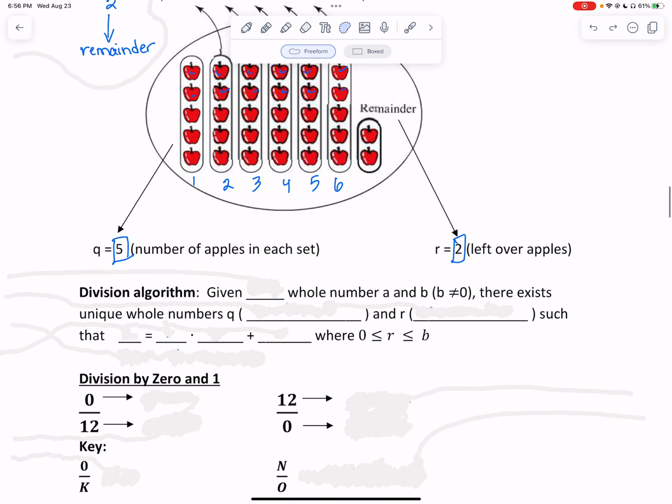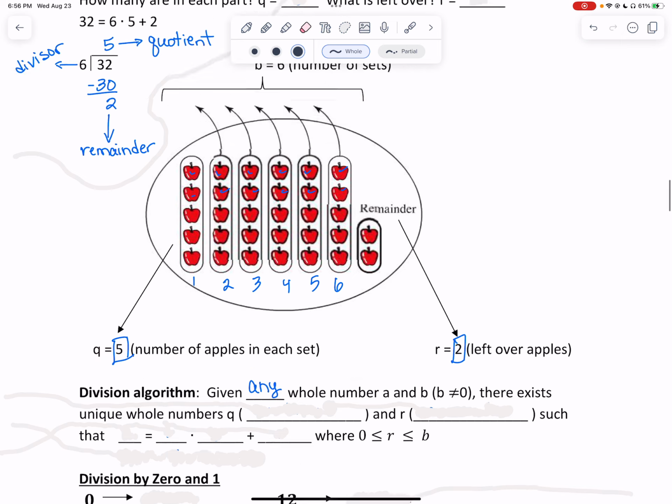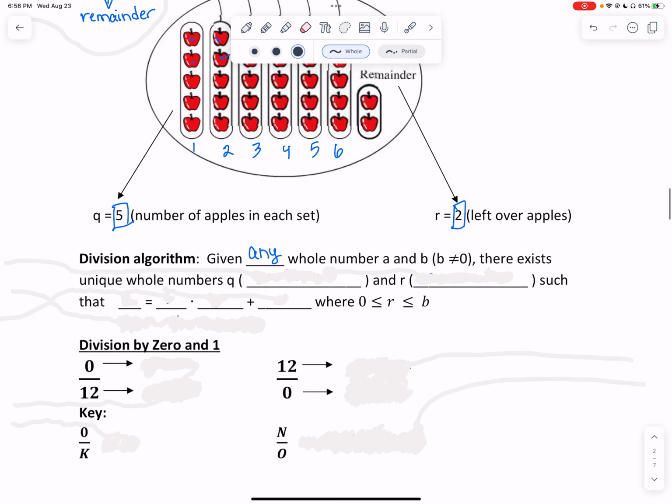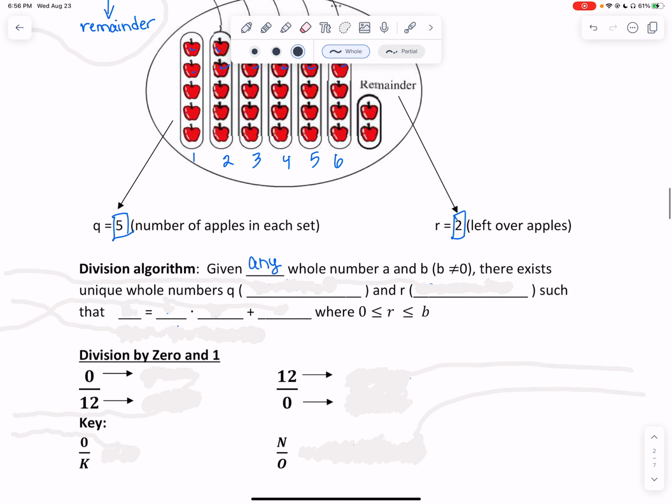Okay, so this division algorithm gets a little bit geeky. It says, given any whole numbers A and B, so that means these numbers are whole numbers that we're talking about, where B isn't 0, because we can't divide by 0, there exists a unique whole number Q, which is the quotient, and the remainder, R, such that A equals B times Q plus R. What in the world? Where R is between 0 and B. What in the world is that saying?